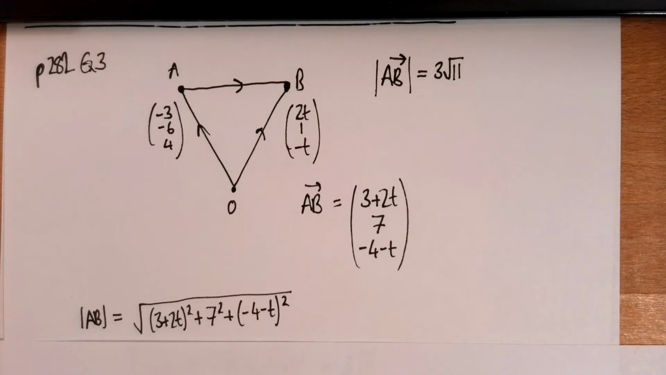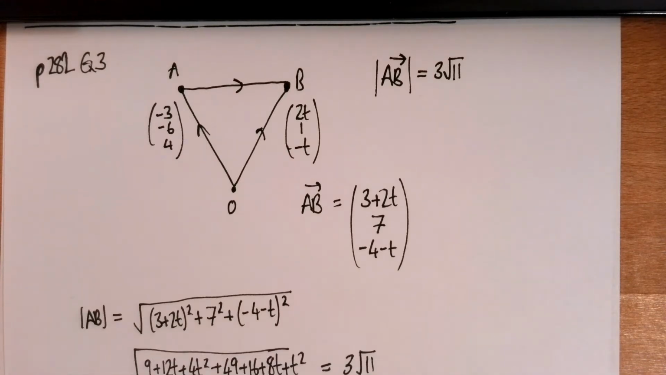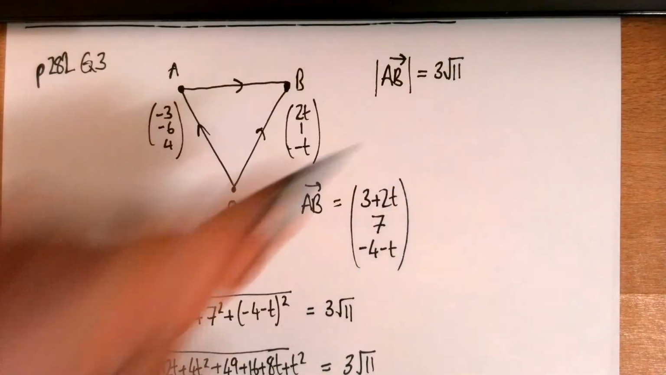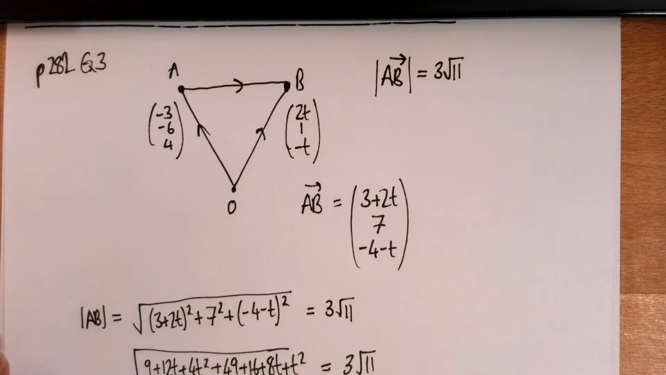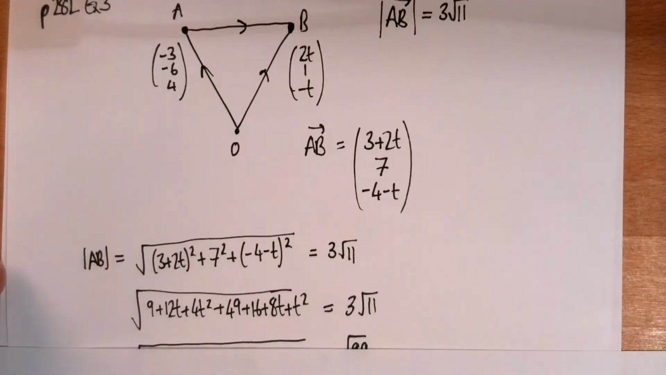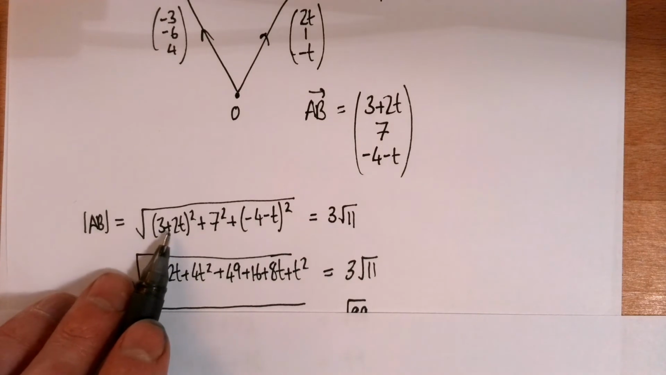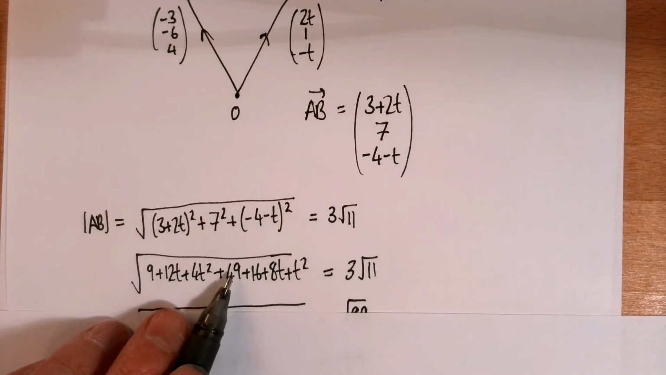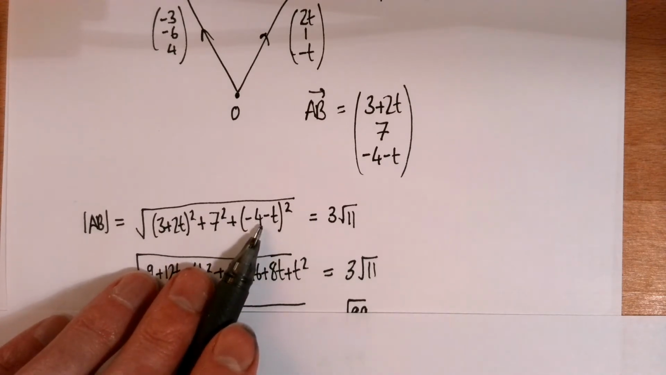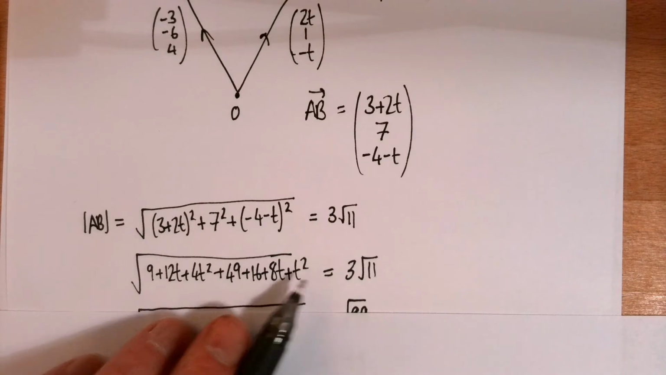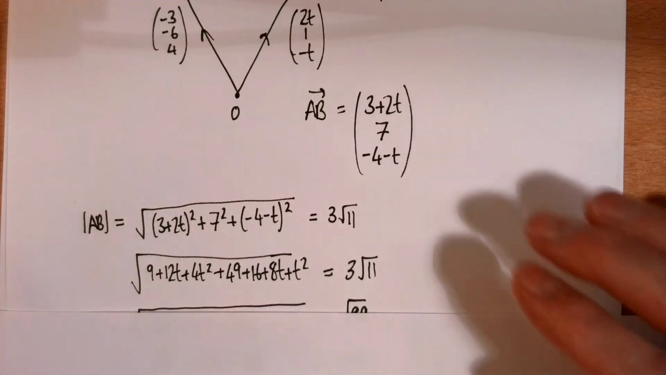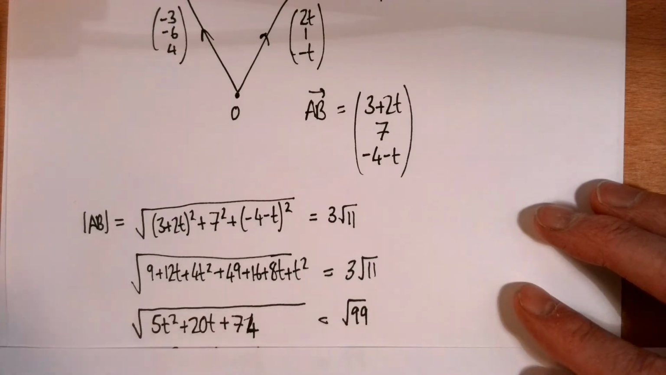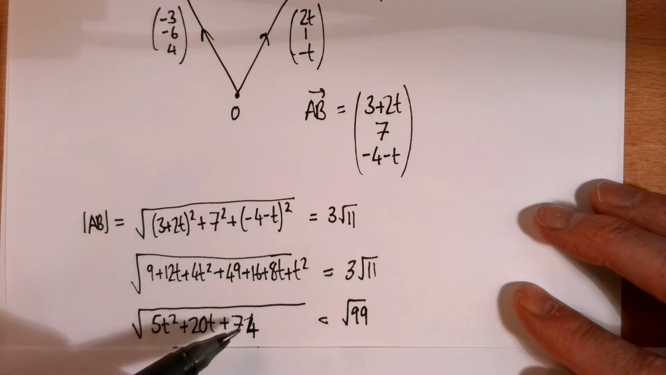So got to grid that out. Here's one I prepared earlier. Oh, and I know the length is 3 root 11. We're told that in the question. So I gridded all that out. And so 3 plus 2t squared is 9 plus 12t plus 4t squared. 7 squared is 49. Minus 4 minus t gives me 16, plus 8t plus t squared, and that's 3 root 11. So I did a bit of simplifying here. So I get 5t squared plus 20t plus 74.